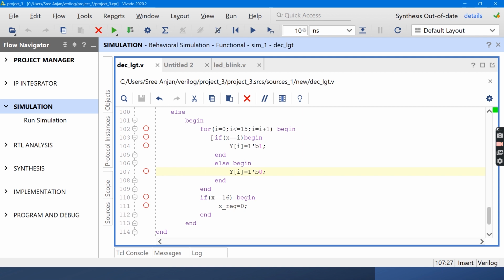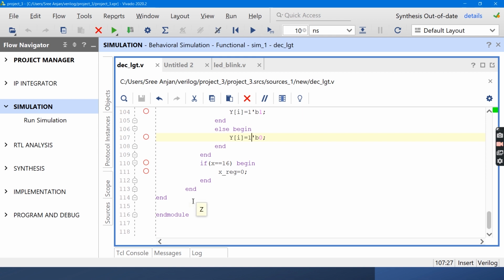And here I ended the for loop, and I gave if X equals 16, then X-edge will be equal to 0, because after the 16th value it should be taken as 0, so that it again repeats this loop. And here I ended the module.